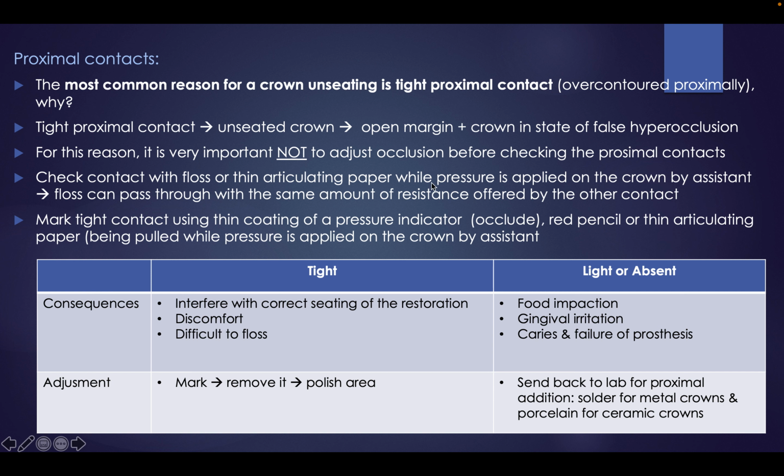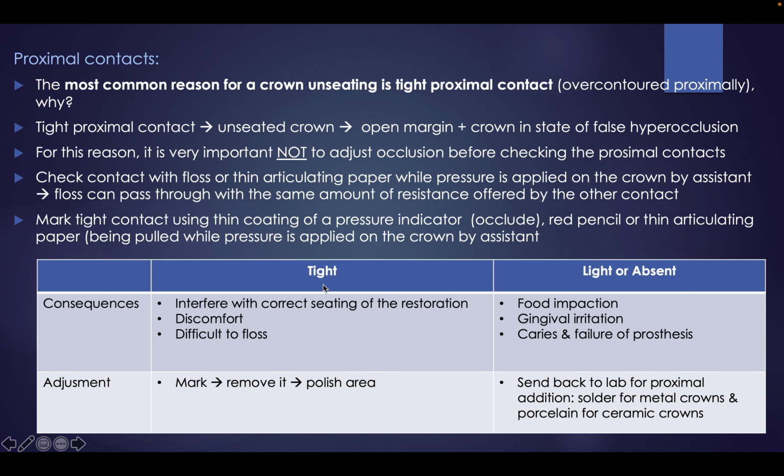So check the contact with articulating paper, make sure that the assistant is holding it well in place, and once you mark it with an indicator, which could be, as I said, a thin coating of pressure indicating spray or red pencil, or a thin articulating paper, then you can remove it. Now you have a couple of options. Either you have a tight contact or a light or absent contact.